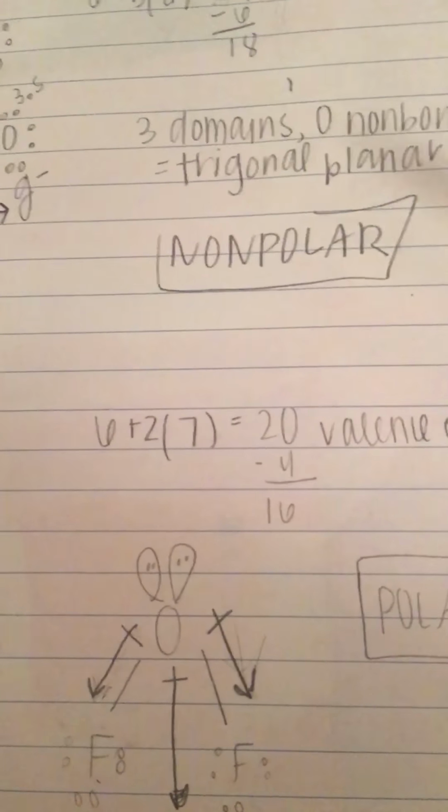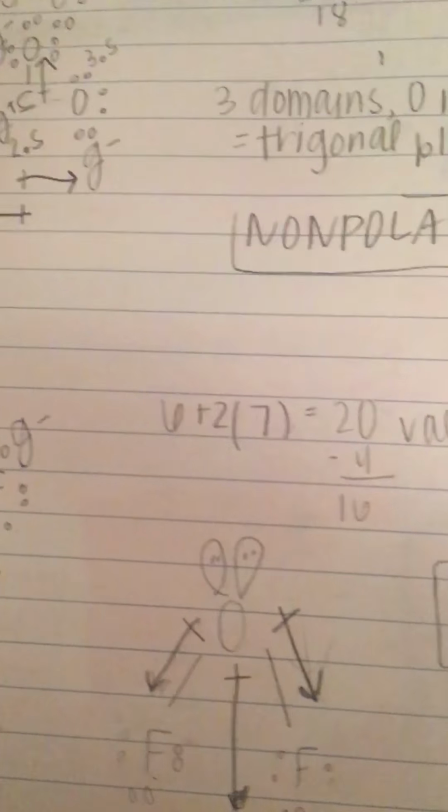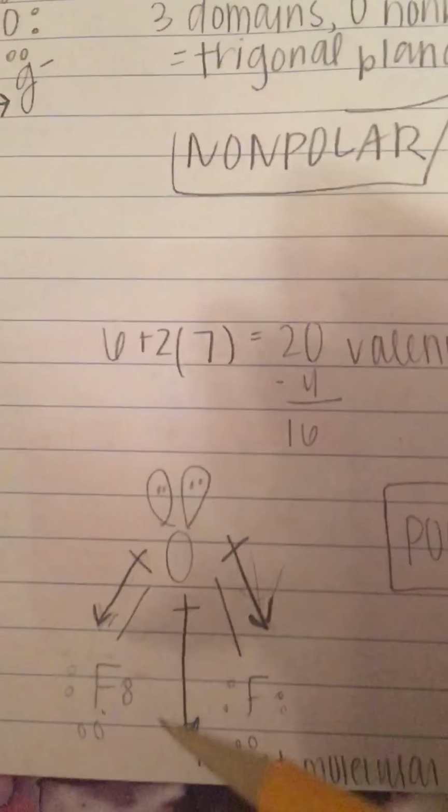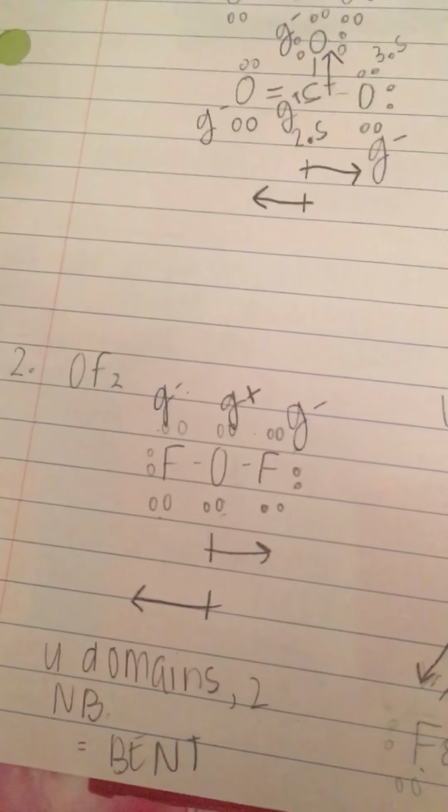So for the net molecular dipole, because the domains are not the same, we will have a net dipole, and it's going to be pointing downwards. So that gives us a polar molecule. OF2 is polar.